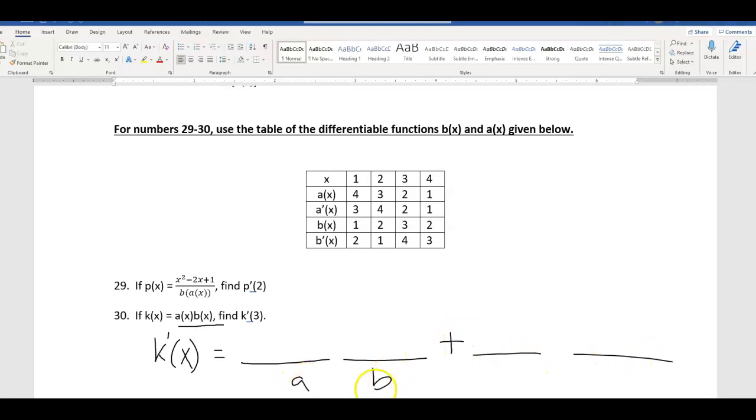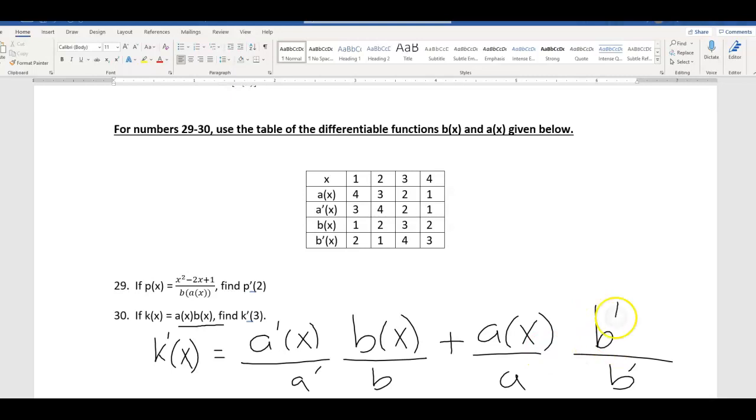So it's going to be a prime b, a b prime. So we have a prime of x going here, we have b of x going here, a of x going here, and b prime of x going here. And then next we're going to plug in the 3. So let's go and replace all of our x's now with 3.